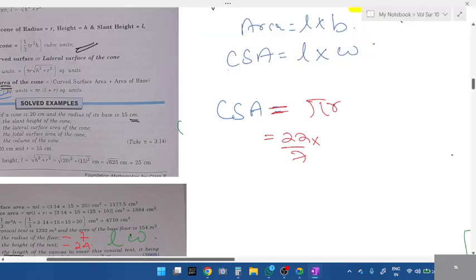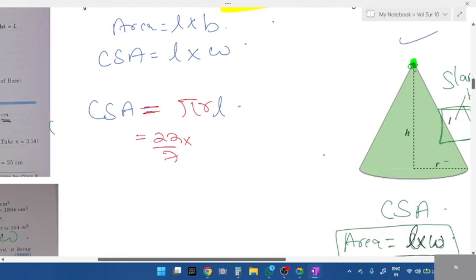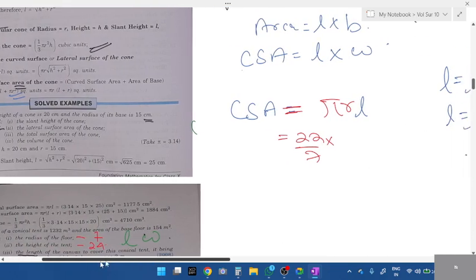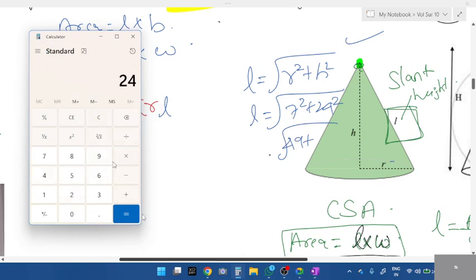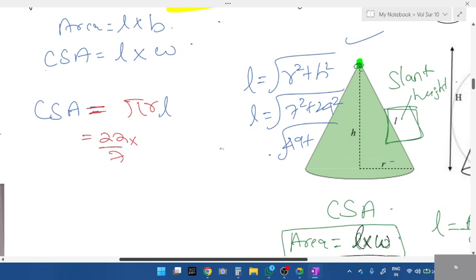So write the basic formula, check whether L is given, or do one thing, keep L as it is. Do the calculation separately. What is L value? Square root of R square plus H square. What is R? 7 and 24. 7 square plus 24 square. How much is 7 square plus 24 square, students? 576 plus 49, 625. What's the square root of 625? 25.